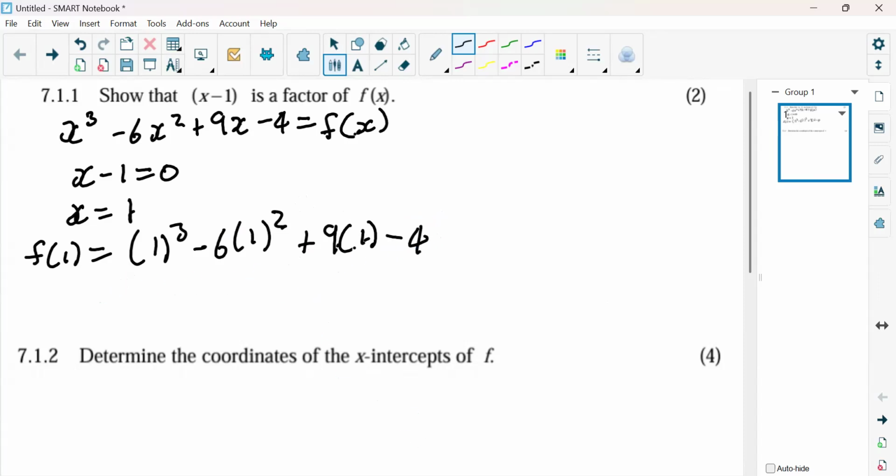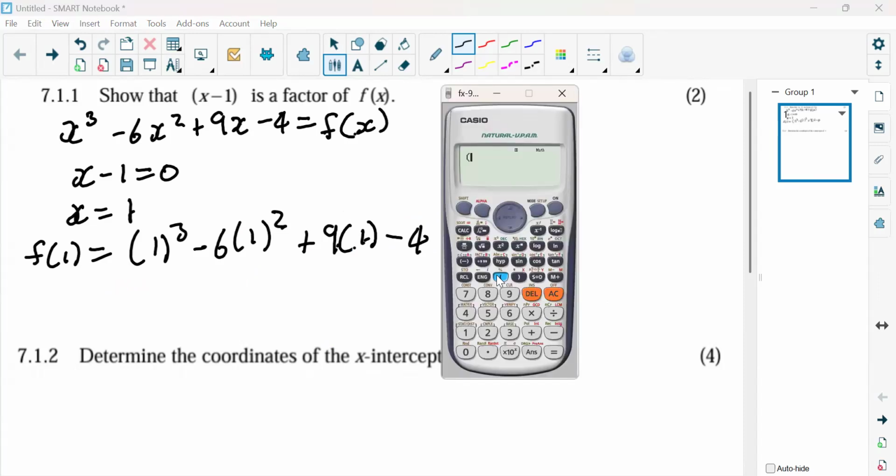Now, guys, if you type this in your calculator and you did everything correctly, it's going to give you something. Let's show them how to type it in your calculator. We're going to have an open bracket 1, close bracket, cubed, which will give us 3, minus 6, open bracket 1, close bracket, all squared, plus 9, and then open bracket 1, close bracket, minus 4, is equal to 0.